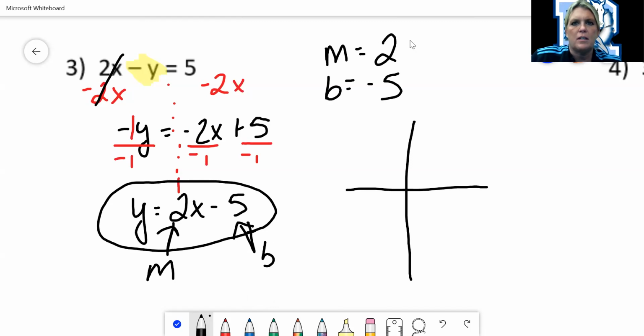Give me just 1 second to pull mine up. Okay, sorry about that. Let's go back here. Oops, I got to go back to screen sharing. Where'd it go? Let's see.